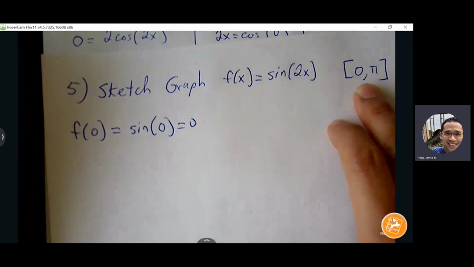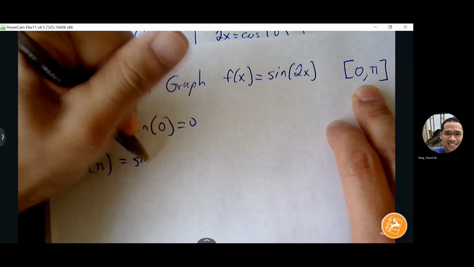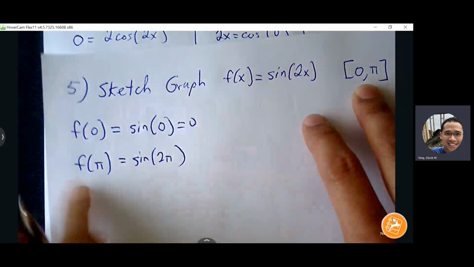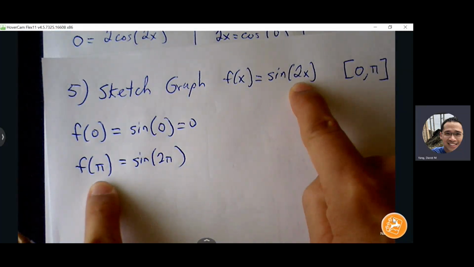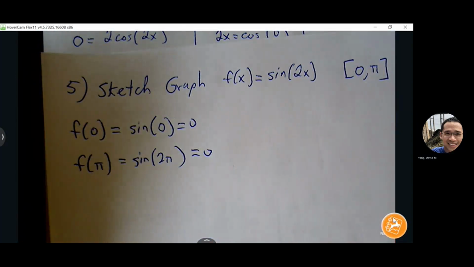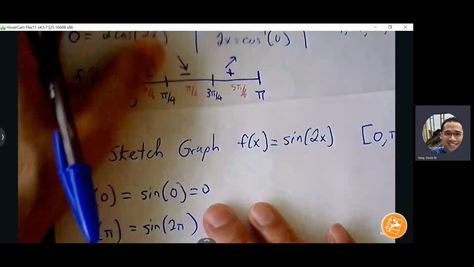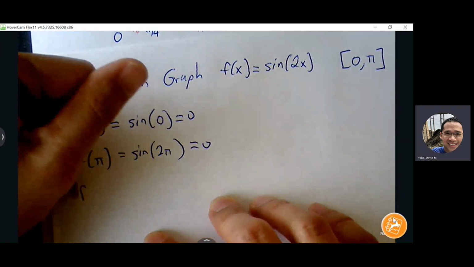Okay, so sine of 0 is 0. f of pi, insert pi into the function here. Sine of 2 pi is also 0. You know there's a relative max at pi over 4 and 3 pi over 4. I'm just going to go ahead and find those points as well.